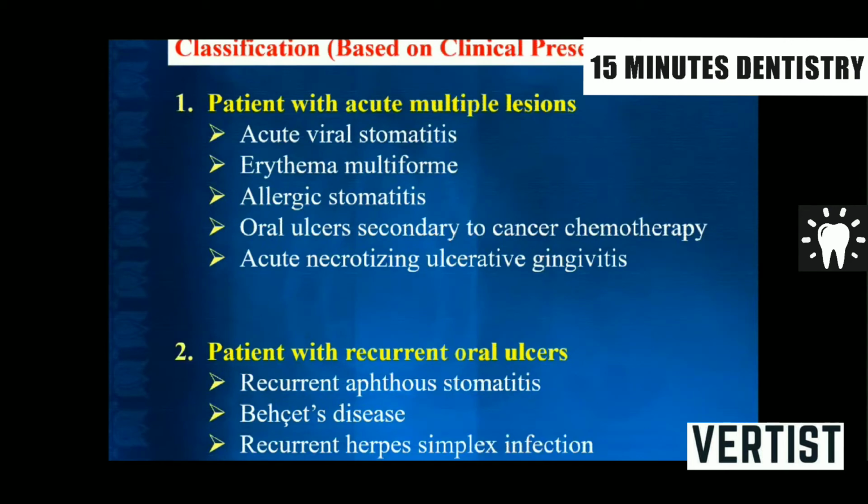Whether the presentation is acute, chronic, recurrent, single ulcers, or multiple, they have been classified into 4 categories. The first one is patients with acute multiple lesions. The examples are viral stomatitis, erythema multiforme, and so on, as you all know. The second category is patients with recurrent oral ulcers.